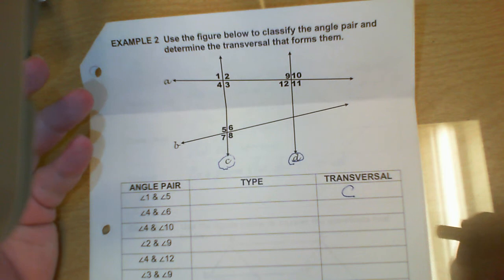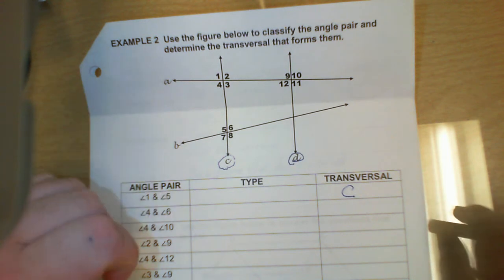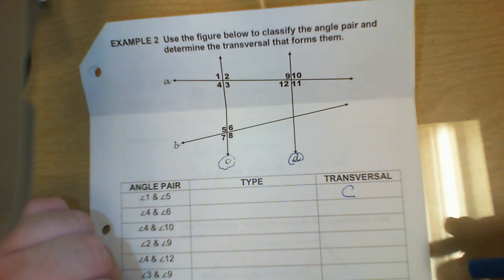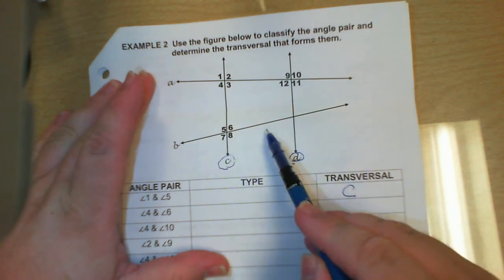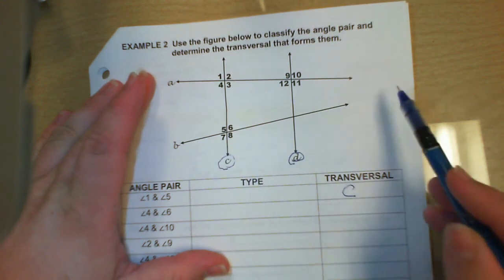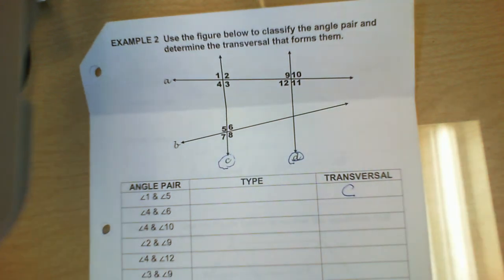Now answer me this question, class. Are these two lines parallel or are they skewed? They are skewed. Because if you look at them, they don't have the same slope. If I continue this on over here and over there, they're going to cross. So they are skewed. Okay?